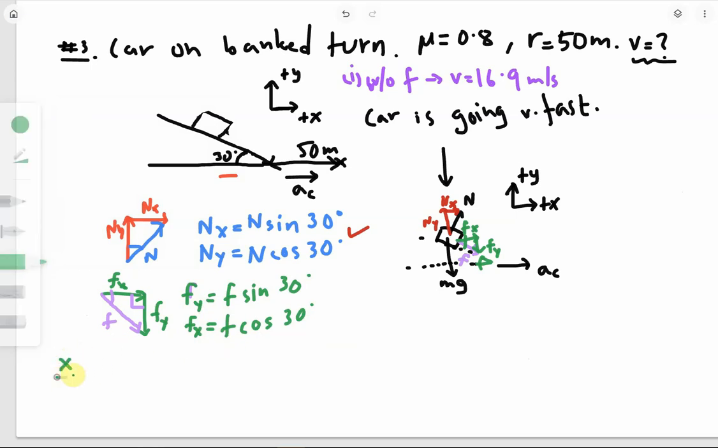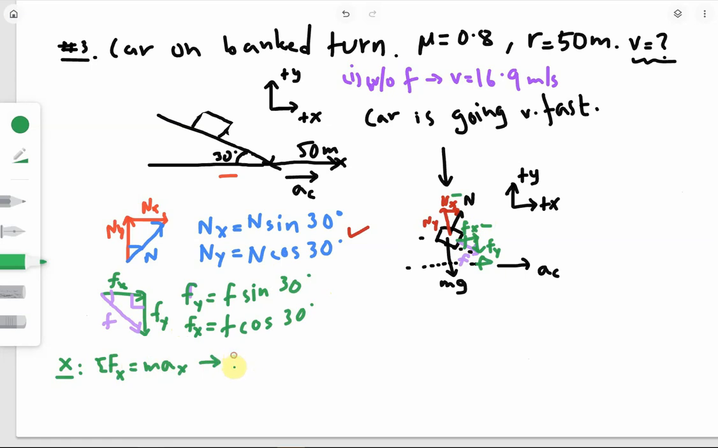What do we have in the x direction? In the x direction, we have the summation of Fx equal to m times a in the x direction. This leads to, what are the forces in the x direction? We have Fx in the x direction. We have Nx in the x direction. So now we have two forces in the x direction. Let's sum them up. And both are in the positive x direction.